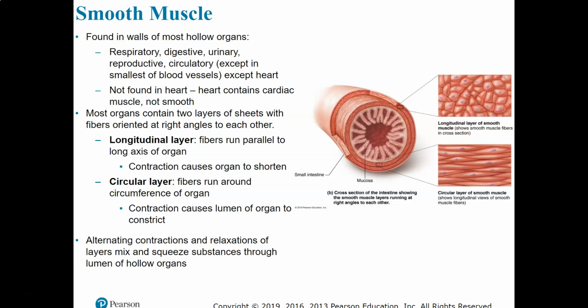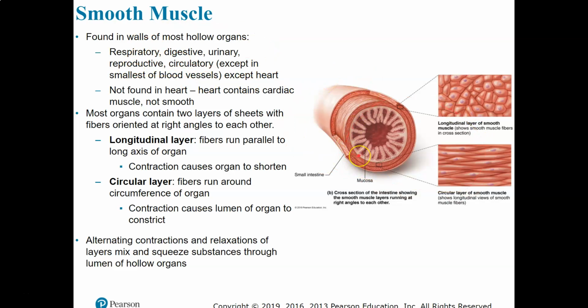And instead of using them to move around, we're going to be using them to either move things around inside of our body or to control the size of openings inside of our body. So we're going to find smooth muscle in the walls of most hollow organs, with a notable exception being the heart. Again, the heart is going to have cardiac muscle, and we'll talk more about that when we talk about the heart itself. We will find smooth muscle in the respiratory tract, digestive tract, urinary system, reproductive system, and all throughout the circulatory system, where it's going to be in charge of controlling the diameter of our blood vessels.